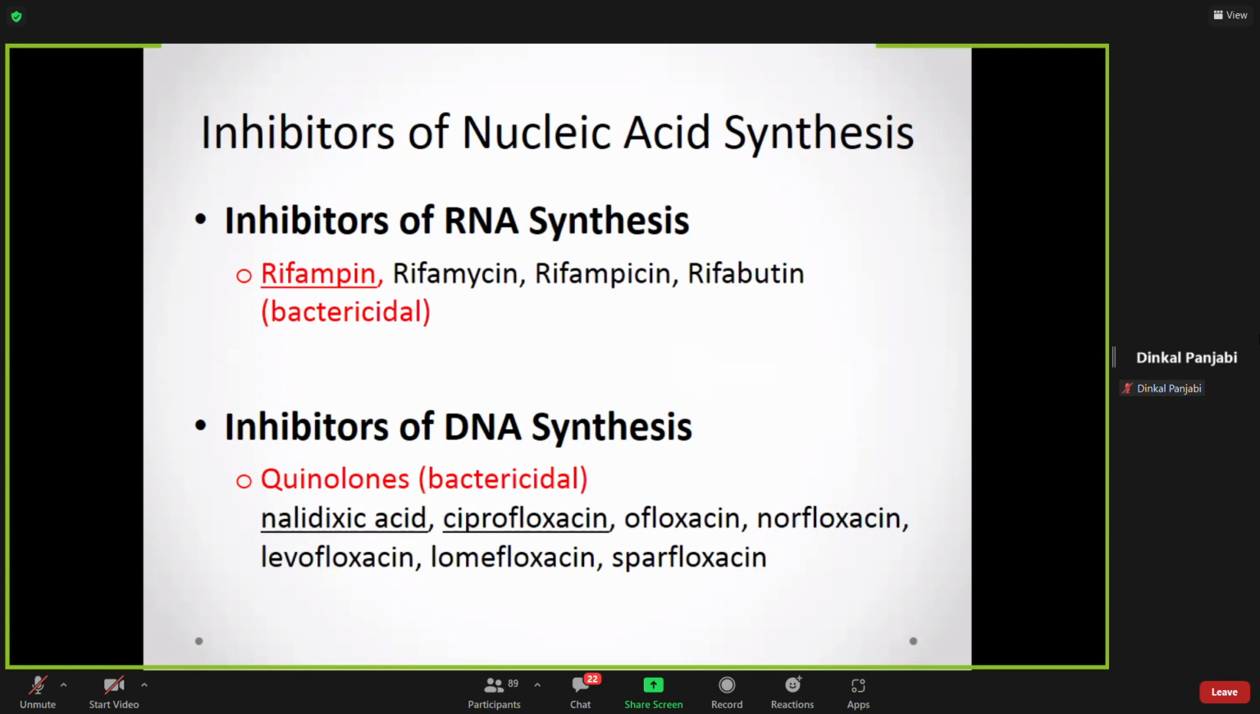Inhibitors of DNA synthesis, we have got fluoroquinolones. They are again the antibiotics considered to be active against bacteria and tuberculosis: nalidixic acid, ciprofloxacin, ofloxacin, norfloxacin, levofloxacin, lomefloxacin, sparfloxacin, and gatifloxacin.